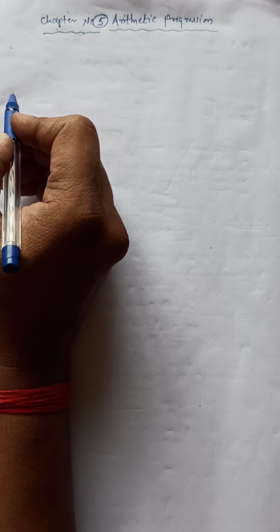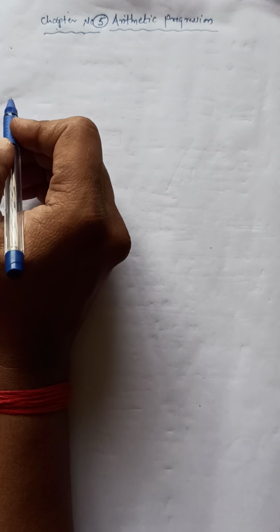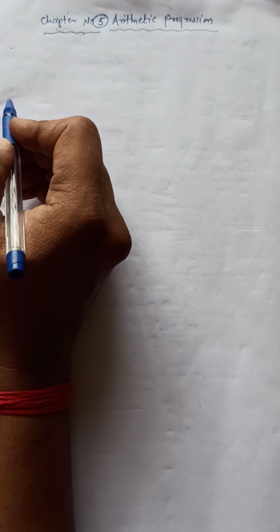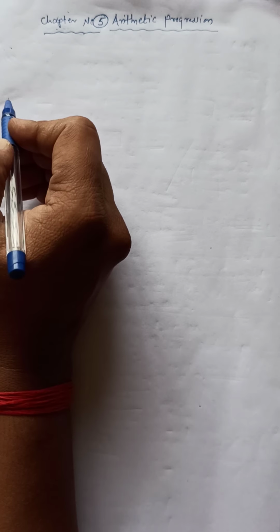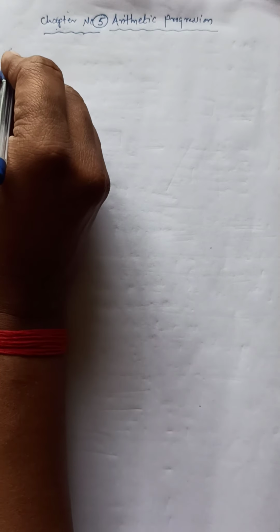In the earlier sessions, we saw how to find the AP, what is the initial term, what is a common difference, how to find the initial term and common difference, and how to identify the AP. And in the succeeding session, we saw the nth term of an AP, an is equal to a plus n minus 1 into d, and on that two examples we saw. Now we are going to see some further examples.